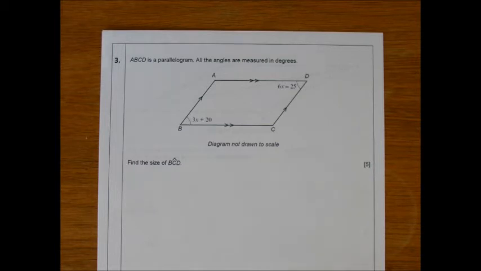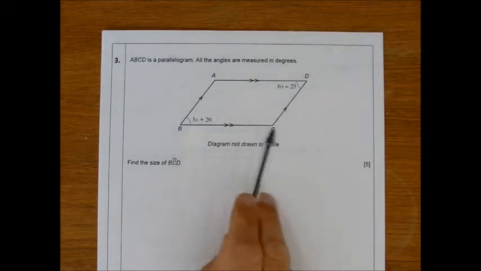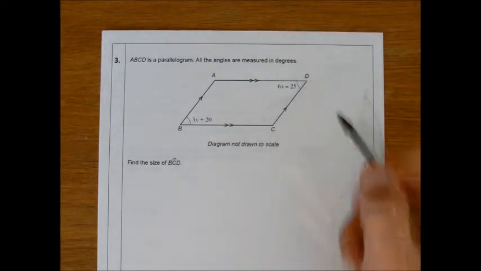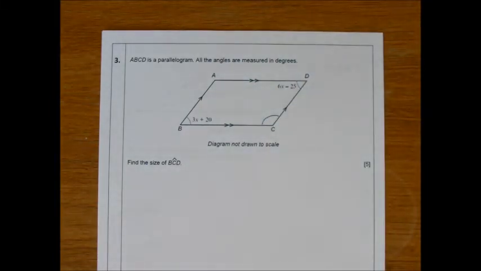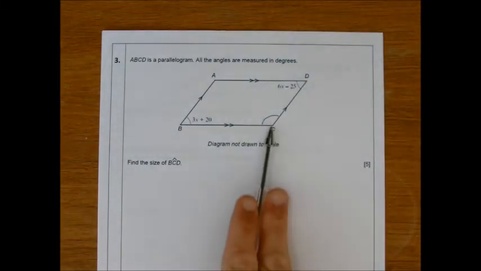Right, so with question 3 here then, ABCD is a parallelogram. All the angles are measured in degrees. Find the size of BCD. So BCD, B, C to D, where the roof is above the C, that's the angle we want here. Now clearly we can't work out this straight away.